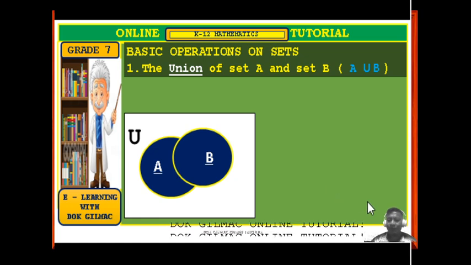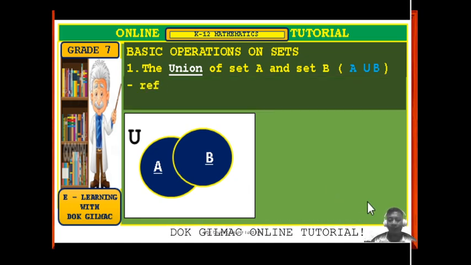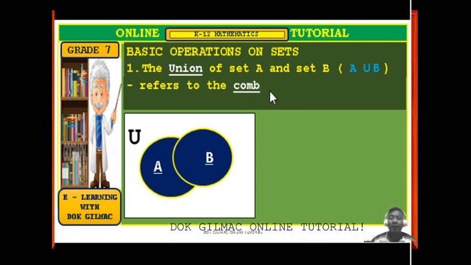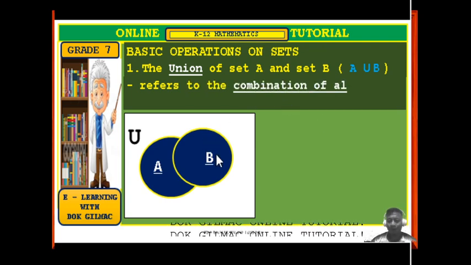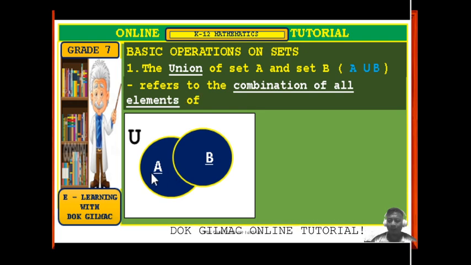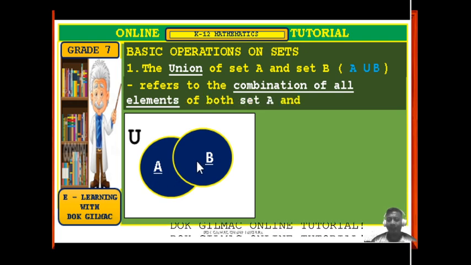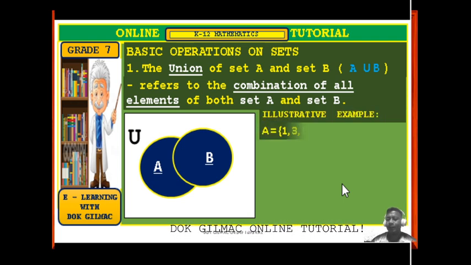When we talk about the union of set A and set B, it refers to the combination of all the elements of set A and set B. Okay, so take note of that. Let's have an illustrative example.